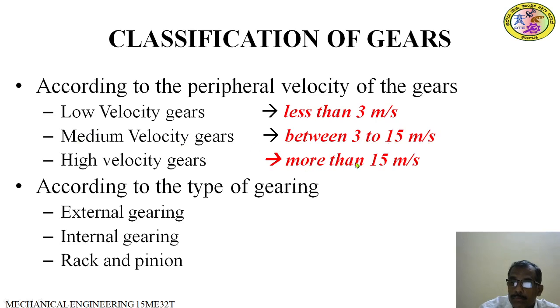If the velocity is more than 15 meters per second, those are called high velocity gears. This is the second category. The next is according to the type of gearing: external gearing, internal gearing, and rack and pinion. Majorly the types of gearing are external gearing and internal gearing. Rack and pinion is a little important, so it is given here also. This is your third category.